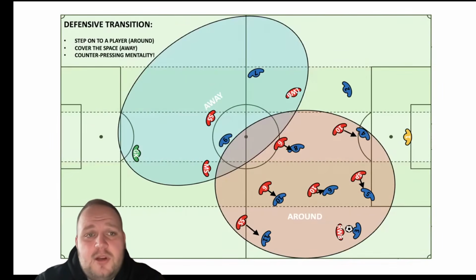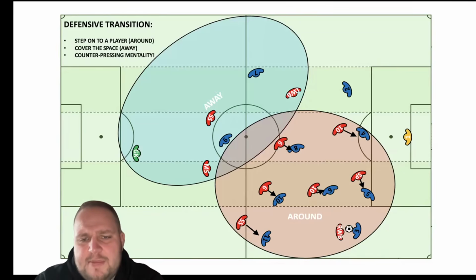And then this is what it would look like in terms of defensive transition on a principle. We split the field up really into around the ball and away from the ball. So essentially, around is all of like the first, second, third, fourth defenders. That's as I said, around the ball. And then what we'd be looking to do is we'd ask them to step on, is what we called it.